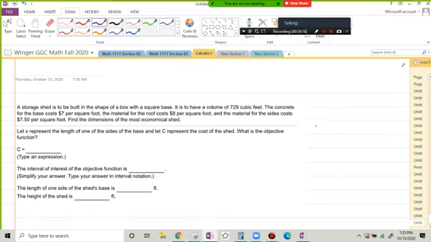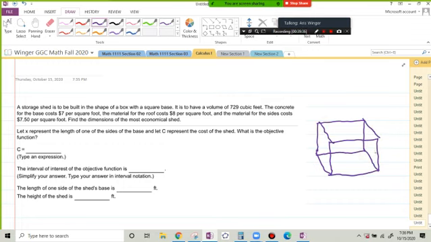Okay, so we're assuming that the shed is just going to be a straight up box, no normal roof, right? So it's just the top of the box, it feels like. Square base again, so we got x, x, z. Minimizing the cost. So we've got, what's the volume? 729. So I know that x squared z needs to be 729. While we're here, let's just get it: z is 729 over x squared.